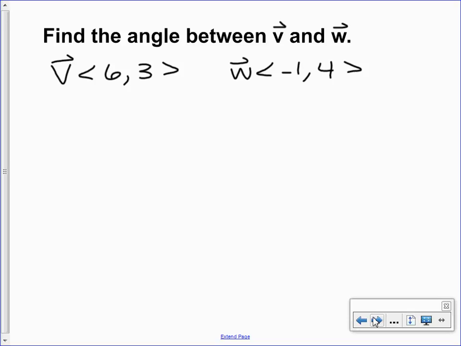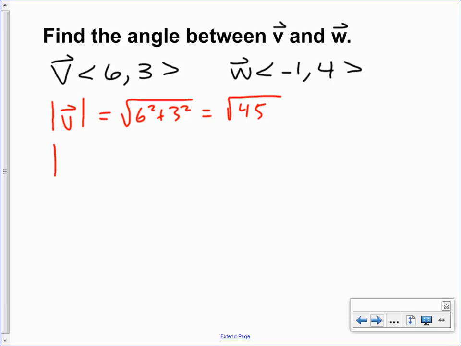Here we go. All right. So, to find the angle between, you need a couple things. You need the dot product and the magnitude. May I suggest you find the magnitudes first? So first off, find the magnitude of V, which is 6 squared plus 3 squared, which is 36 plus 9. What is that? All right.